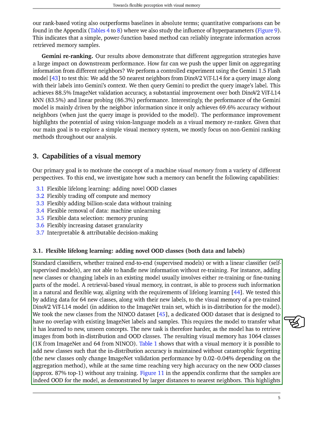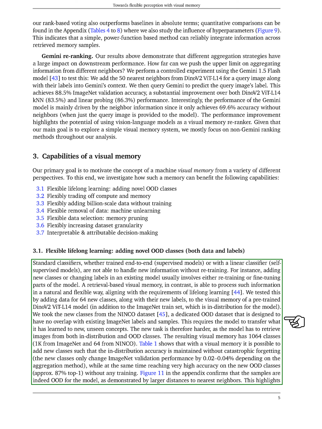Standard classifiers, whether they are trained end-to-end or use a linear classifier, struggle to incorporate new information without retraining. For example, introducing new classes or modifying labels typically requires us to retrain or fine-tune the model. In contrast, a retrieval-based visual memory can naturally and flexibly handle such updates, aligning with lifelong learning needs.